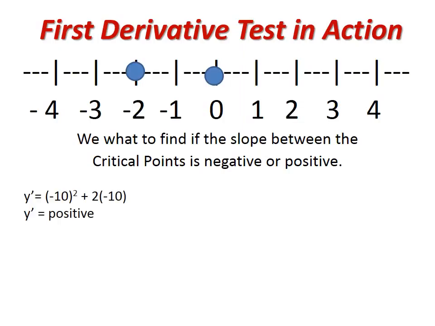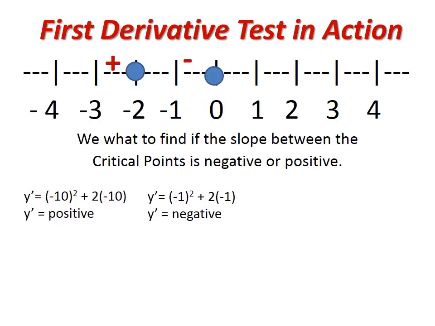Anything in there. I'm going to pick negative 10. Notice that all I care about is that it is positive. All right, now negative 2 to 0. I'm going to pick negative 1. It comes out negative. I don't care what the number is. All I care about is that it is negative.